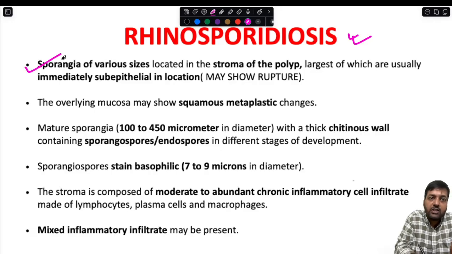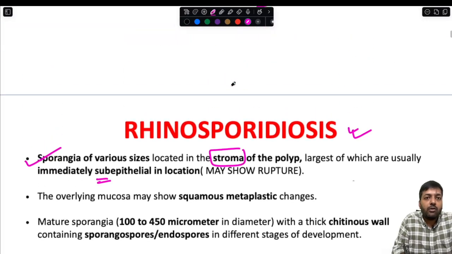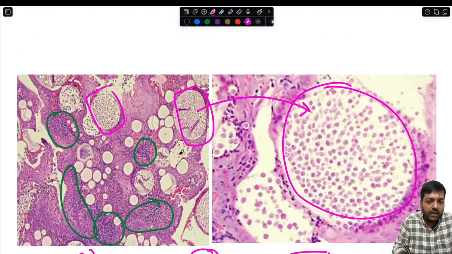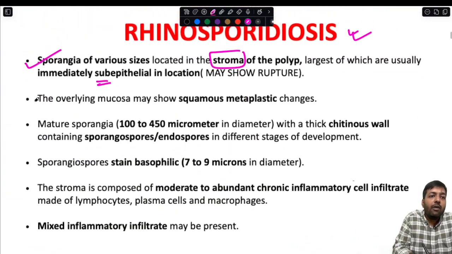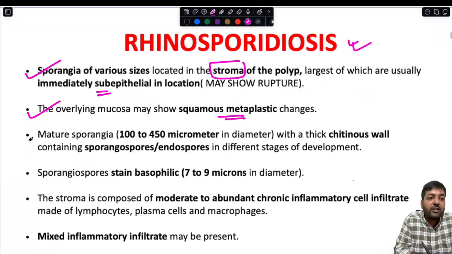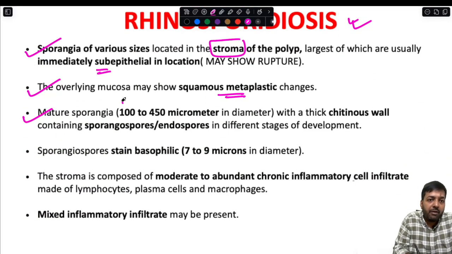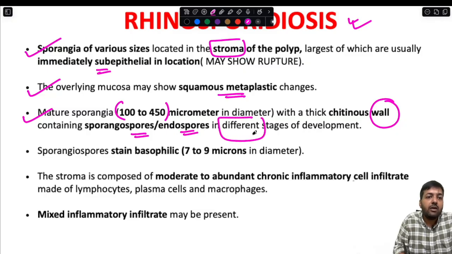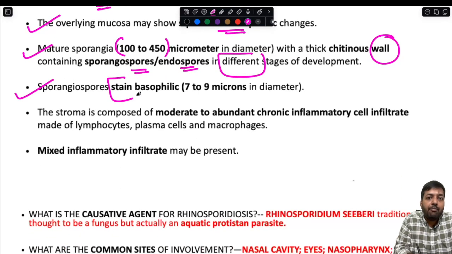So you will see sporangia of various sizes located in the stroma of the polyp, largest of which is usually located immediately subepithelial. Sometimes the sporangia might rupture also, as we can see over here in few of these sporangia. Okay. The overlying mucosa may show squamous metaplastic changes, but it is not shown over here. Mature sporangia ranging in diameter from between 100 to 450 micrometer with a thick chitinous wall containing sporangiophores or endospores in different stages of development. Sporangiophores stain basophilic, okay, and they are 7 to 9 microns in diameter.